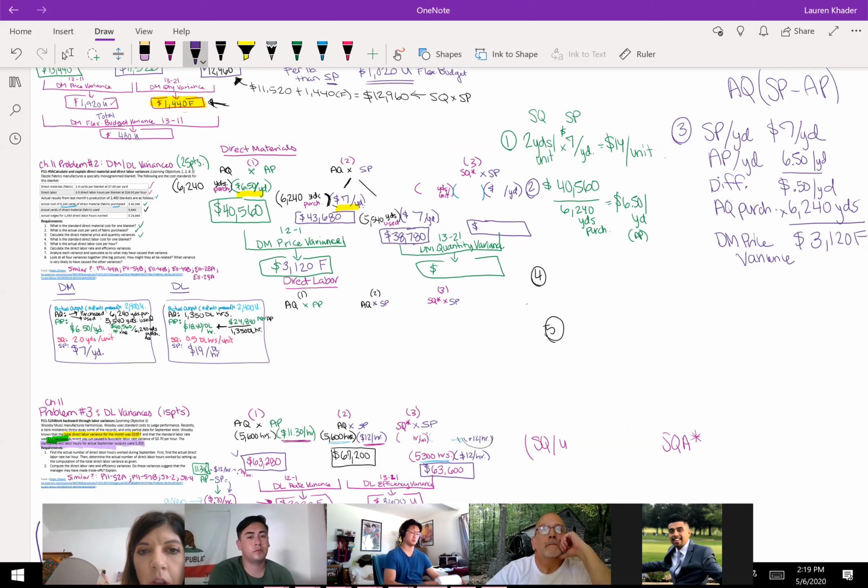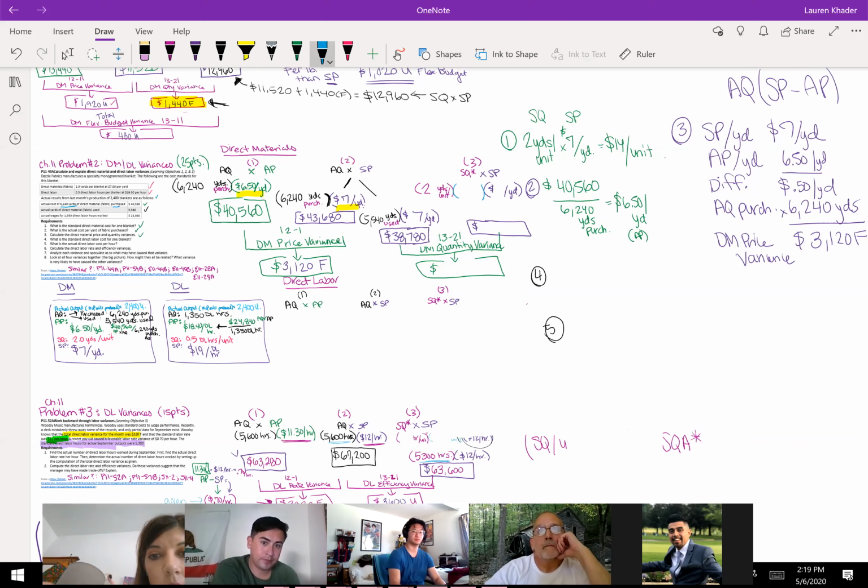For part 3, you're going to take your yards, or your standard quantity per unit. So how many yards per unit? 2 yards per unit times the number of units produced, 2,400. Yep, 2,400 units produced at the standard price of $7 per yard.